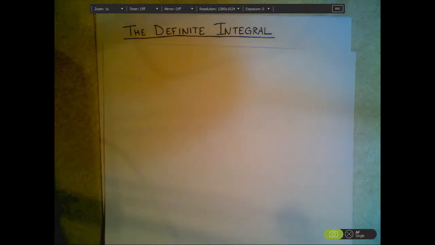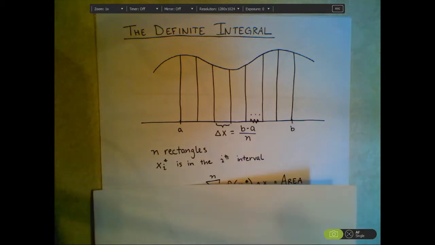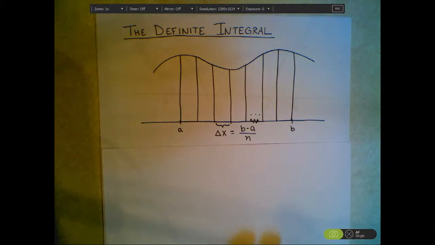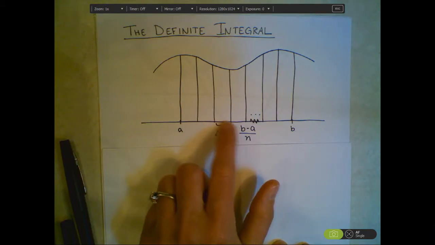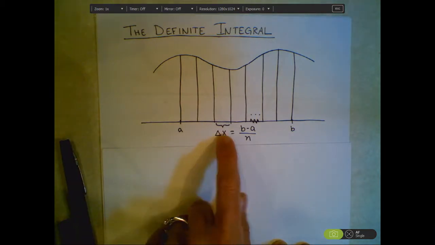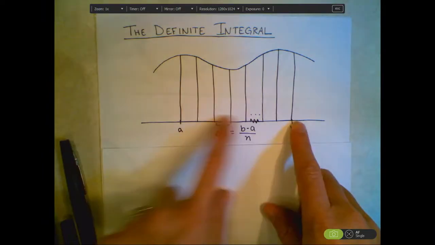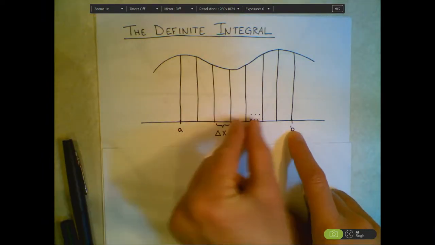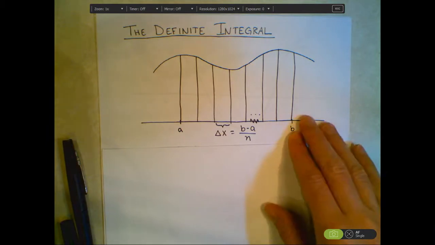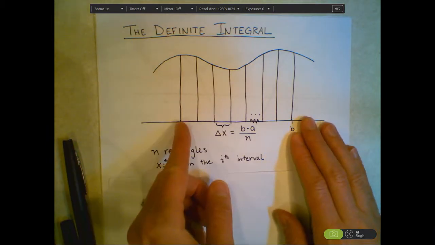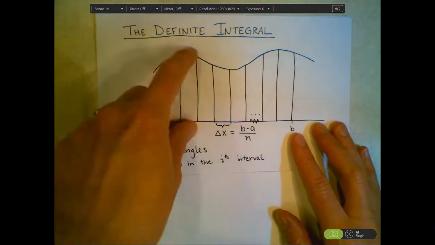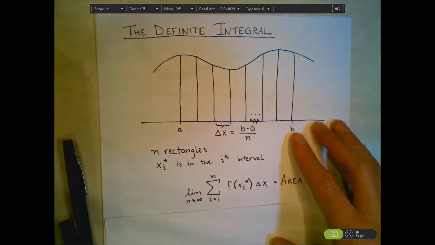So let's start off where we left off last time. Last time we had some function. This is our function f of x, and we split it up into n different rectangles, and we talked about how the width of each of these rectangles we were going to represent by a delta x, and that's exactly this total distance, which is b minus a, divided up into the n equal parts. And last time we said that we used the left endpoint to estimate the heights of each of these intervals, and we created a sum.